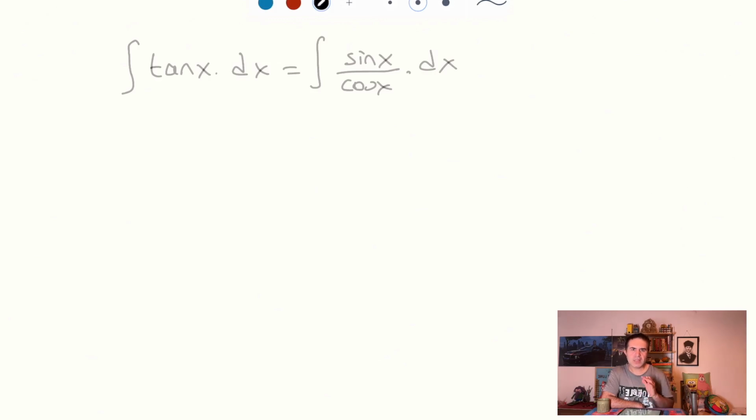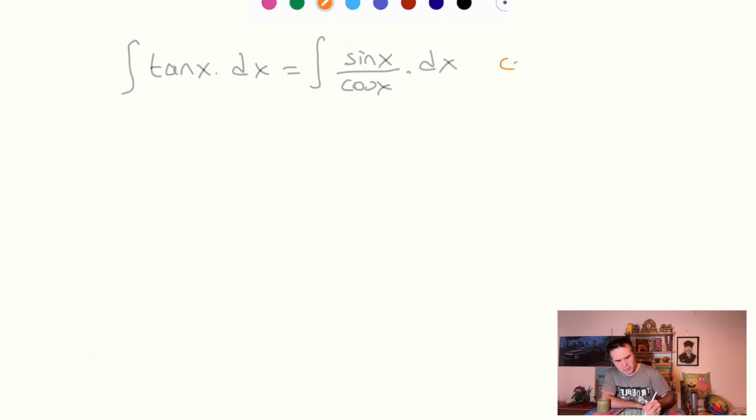We use the substitution method when we have a function's derivative multiplied by dx. Here, if you notice, we have a situation where dx is multiplied by the derivative of cosine x. That's why we will use substitution here.